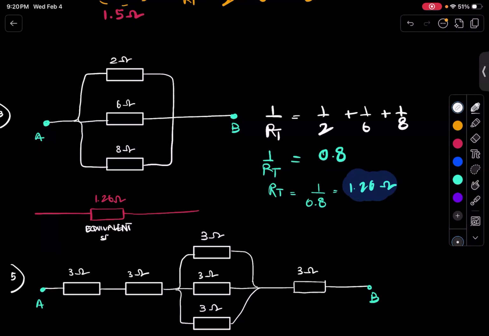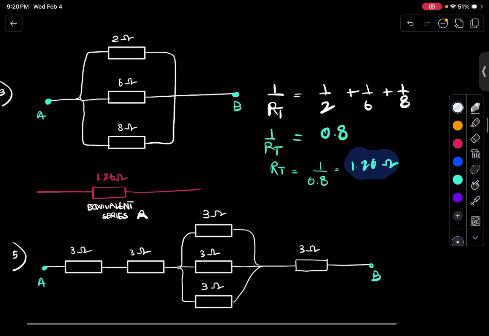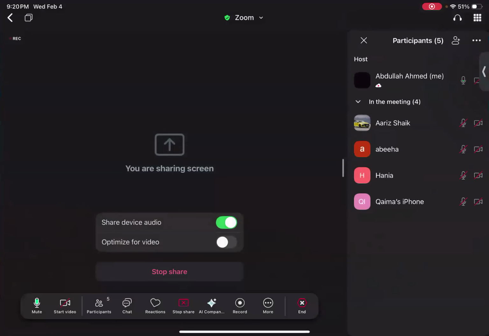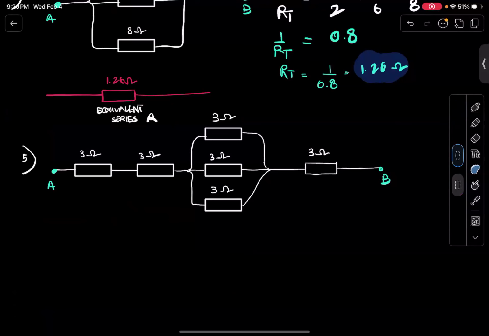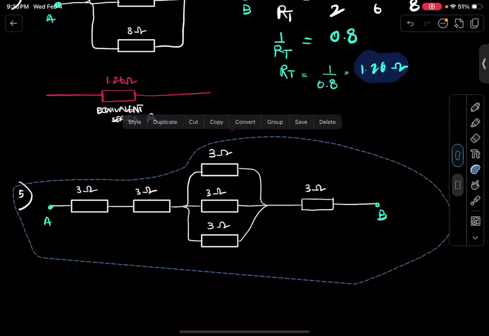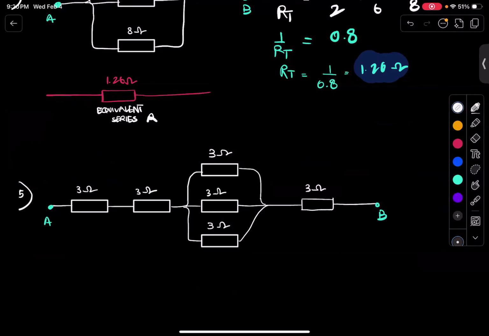Equivalent series resistor. Okay, and by the way, if you have any questions, stop me then, and I'll explain it further. Otherwise I will try to keep on moving on with questions. You can stop me, you can interrupt me. Please interrupt me as soon as possible.